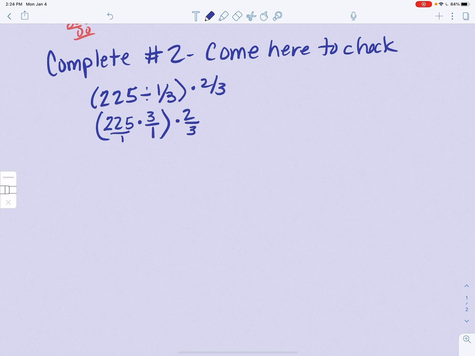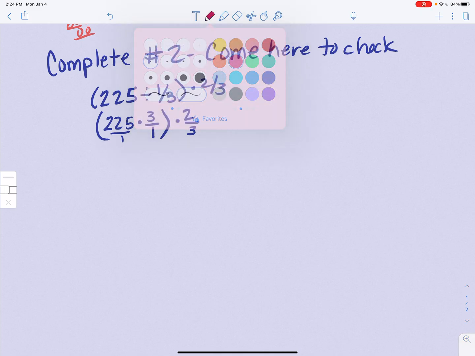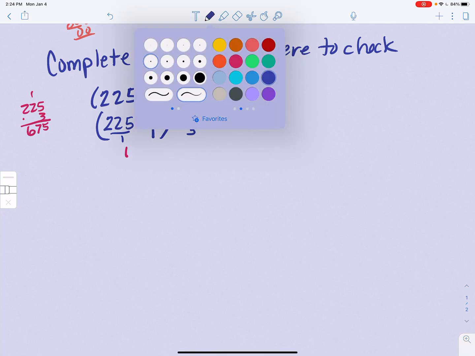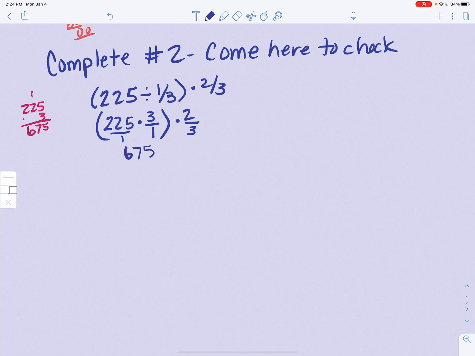So I'm going to multiply 225 times 3. Miss Began is not perfect. I'll change color to show that I'm doing work off to the side. 225 times 3. 15 carry the 1. I got 675. I really hope that I'm right. Put my color back. 675 is the answer over 1, which is the same as 675. So I don't need it over 1.